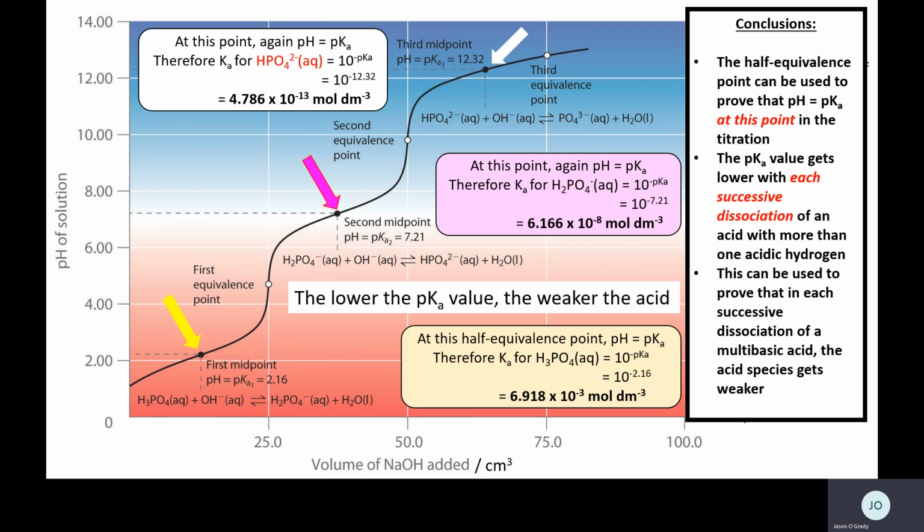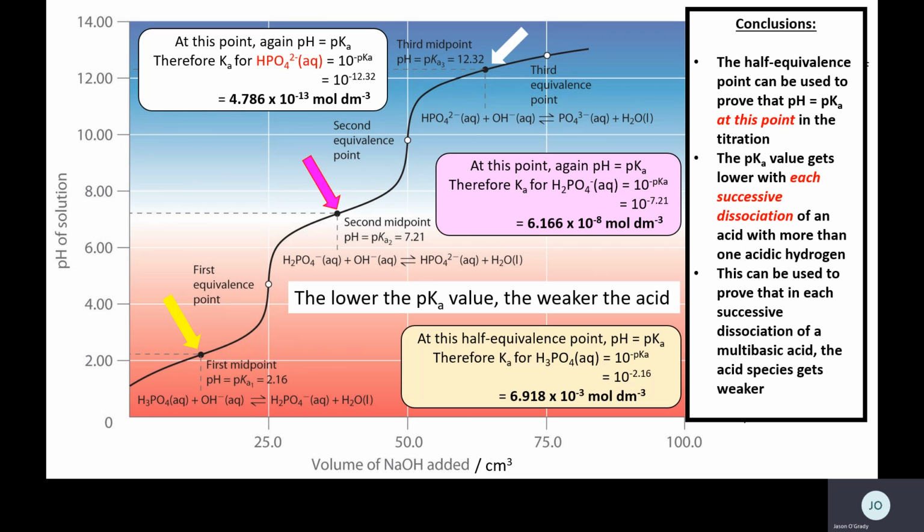Finally, moving on to the third midpoint, the third half equivalence. This involves the HPO4 2- that was made in the second dissociation releasing its proton. This is the third and final proton coming off of H3PO4, leaving behind phosphate ion. So once more, you've got pH equals pKa. Therefore, the Ka for this species, HPO4 2-, is 10 to the minus 12.32, which gives us 4.786 times 10 to the minus 13.